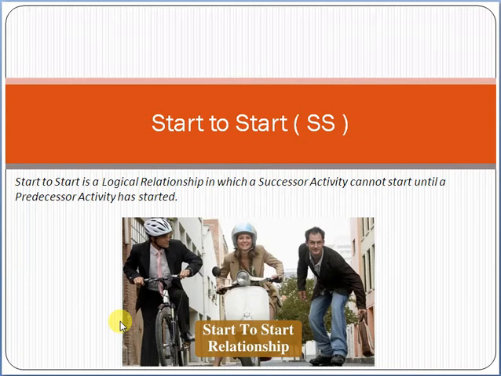Friend, if you know about the precedence diagramming method in project management, this is basically a type of dependency in project management: start to start. My purpose in making this video is that I just want to share my knowledge with you, and any person who is planning to give the PMP exam or studying in university, this video can be very helpful for you if you are a student of project management. I will try my level best that it should be very easy for you to understand the concept of start to start.